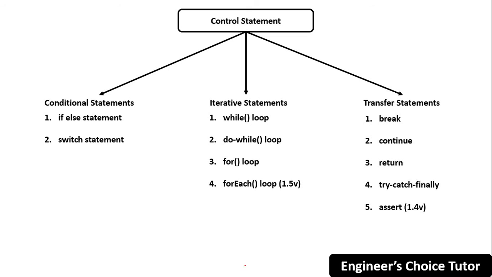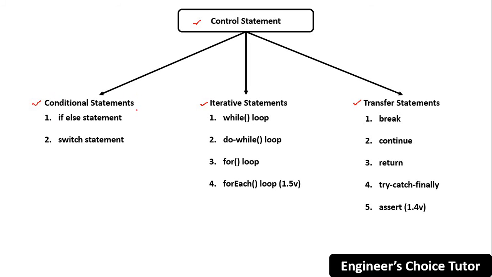So basically, control statements are classified into three categories. What are the three categories? The first one is conditional statements. Conditional statements are also called selection statements. The second category is iterative statements, used for iteration purpose. The third is transfer statements. So we will cover everything. Don't worry, one by one we will cover everything.